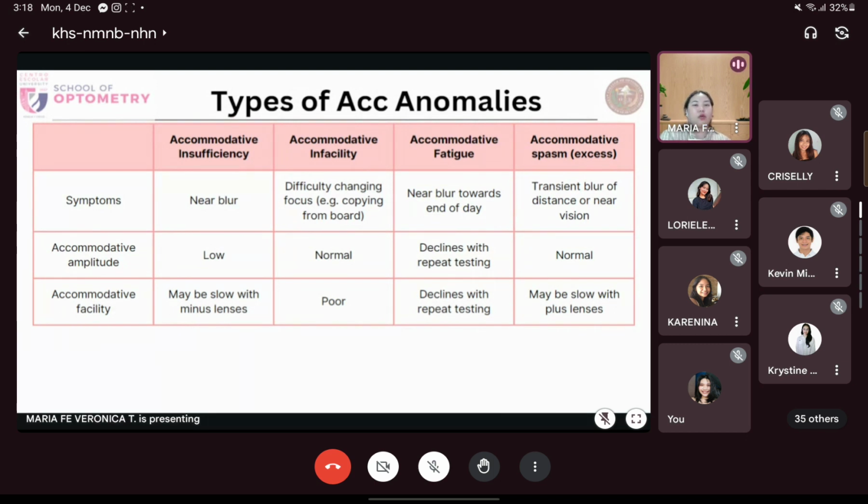So, kapag insufficient yung accommodation mo, slow yung response mo sa minus lenses. If in facility naman, you have poor result overall. If in case sa fatigue naman, same din, bumababa yung result mo after repeat testing. Ang spasm naman, mababa yung response time ng eyes mo dun sa plus lenses.